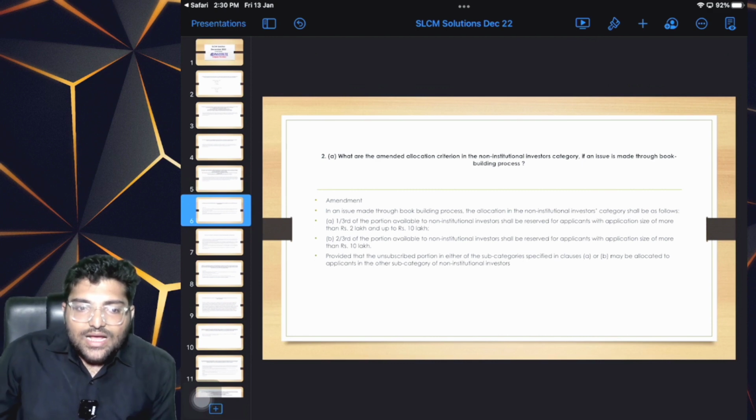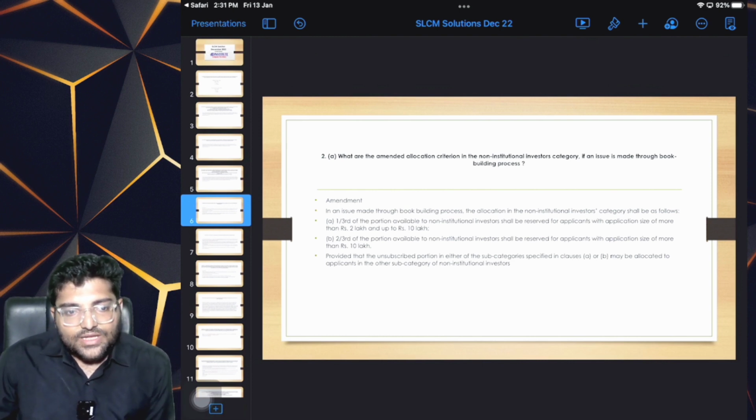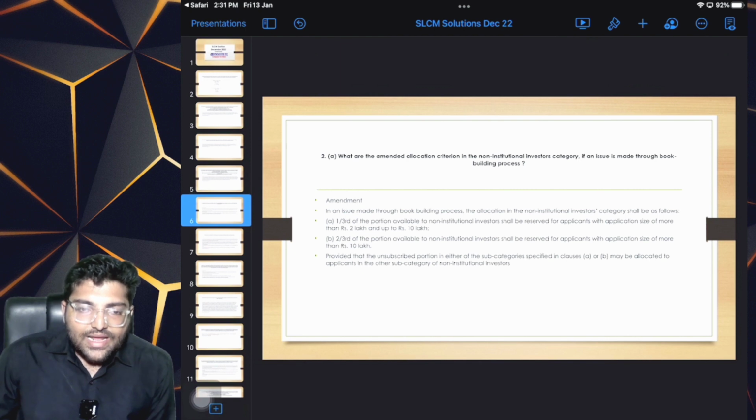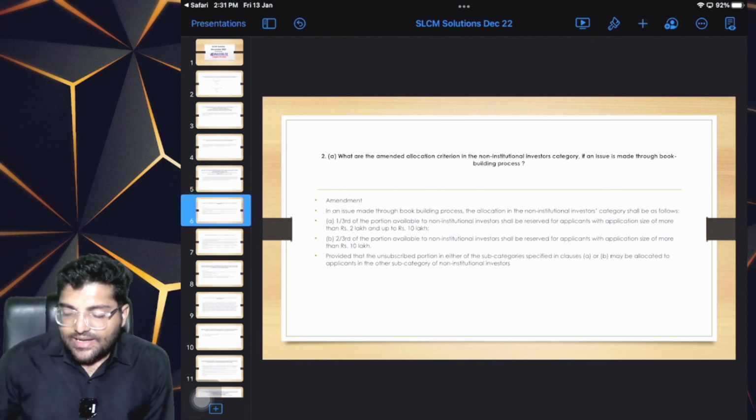Next question which was asked from the amendments. So over here I have specified the amendment. What are the allocation criteria in the non-institutional investors category if an issue is made through the book building process? So yes, non-institutional investors have a 15% ratio, and out of that, one-third and two-thirds is further bifurcated on the basis of the amount, which is one-third for applicants having an application size of 2 lakh to 10 lakh, and two-thirds for applications above 10 lakhs.